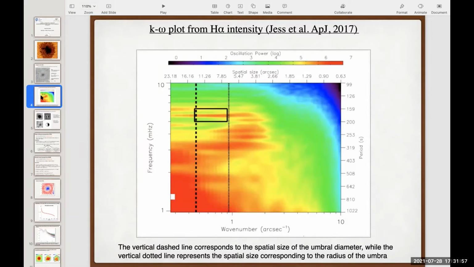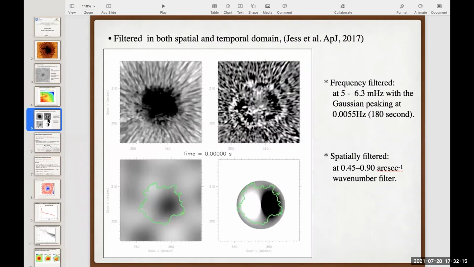You can see here a k-omega diagram, and the black solid box shows the region of the bandpass filter on the spatial domain and the frequency domain. They analyzed the data with a bandpass filter on the frequency domain between 5 to 6.3 millihertz, and on the spatial domain between 0.45 to 0.90 arcsec in phase.